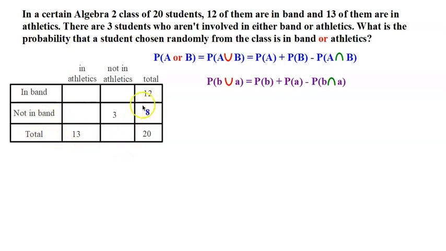All right. Of those 8 that are not in band, I know 3 of them are not in athletics, which means the other ones are. So 8 minus 3 is 5. Let's see here.